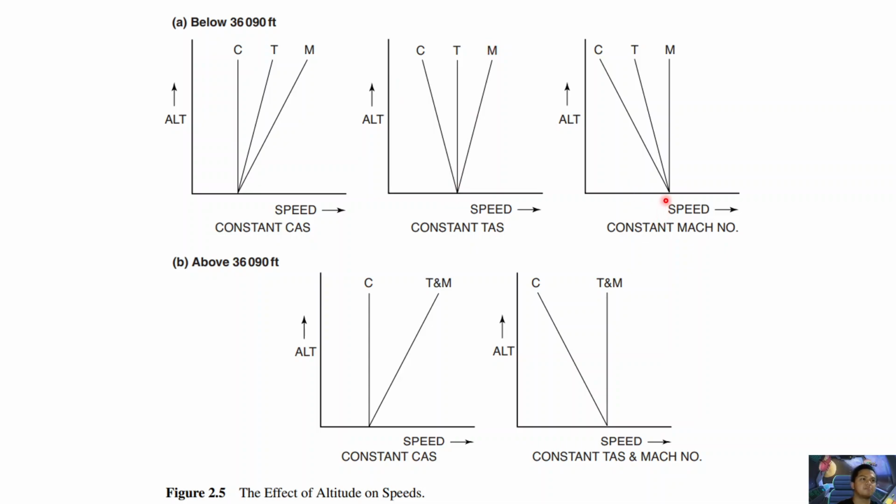At constant Mach number, calibrated and true airspeed decrease with increasing height. For the troposphere, or above 36,090 feet, at constant Mach number, true airspeed and Mach number increase. For constant true airspeed and Mach number, we have decreasing calibrated airspeed with increased altitude.